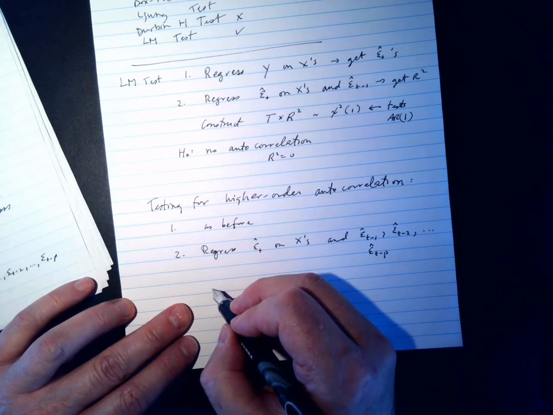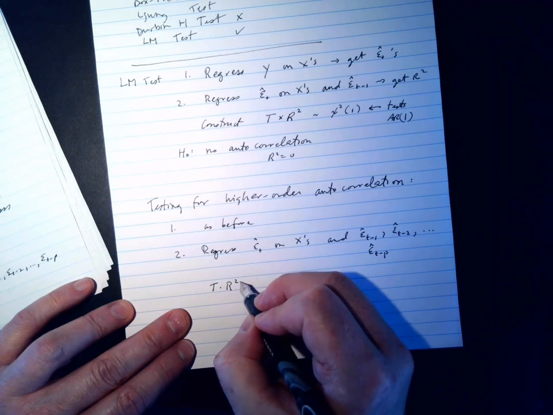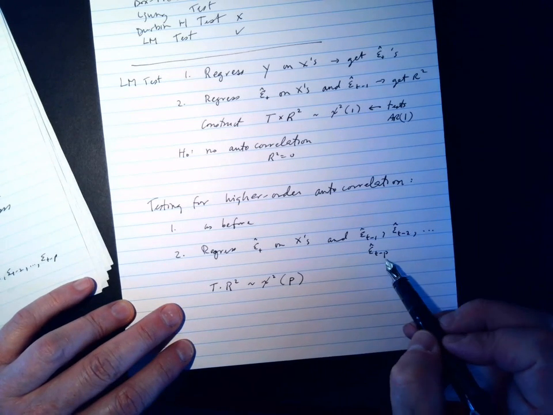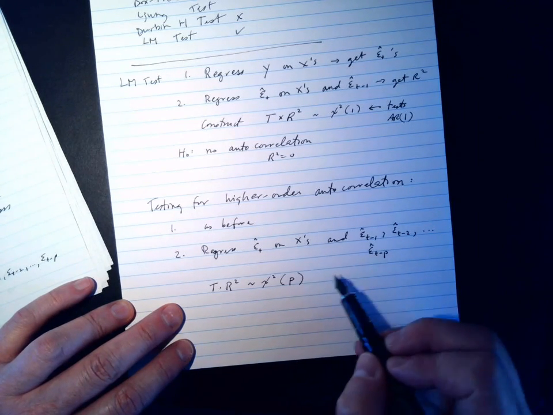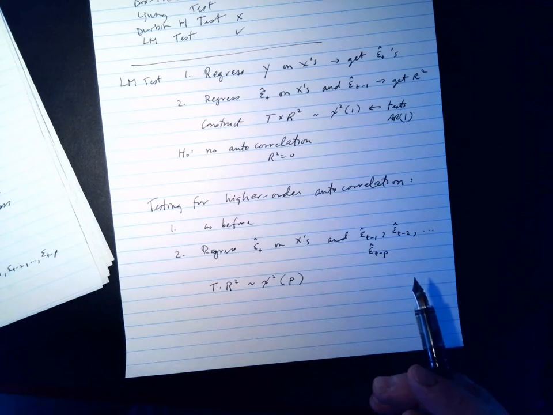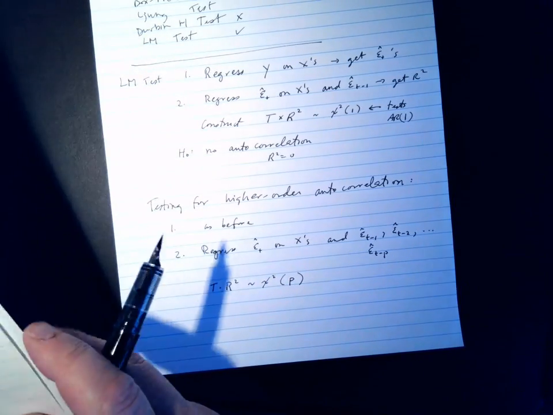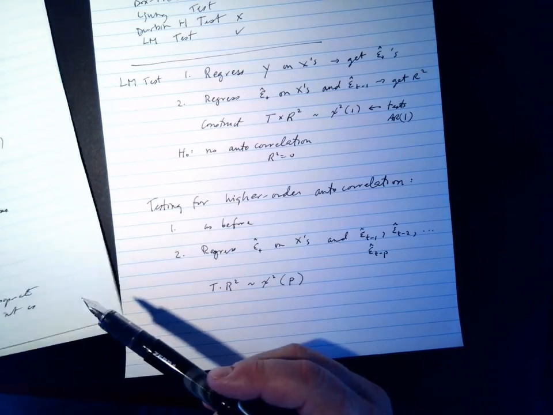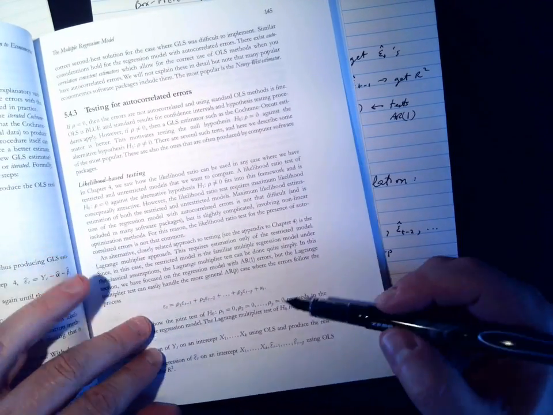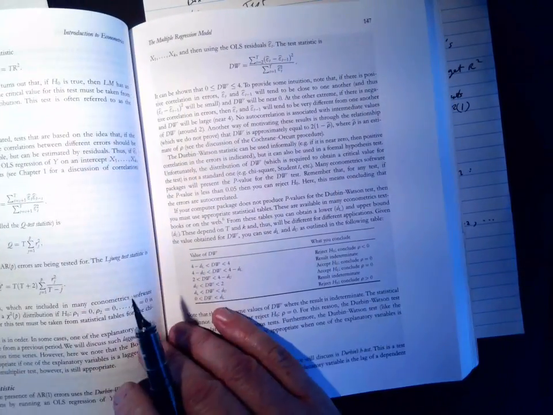And then T times R squared will follow chi-squared with p degrees of freedom. So when you add another lag in there, you have to change which table you're using. So that is the LM test. And then the rest of this section in the book, so that's the one that you're actually going to use in your assignment.